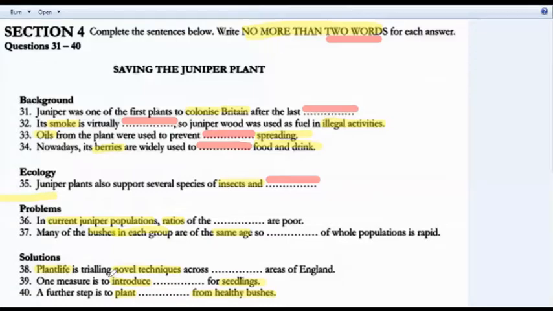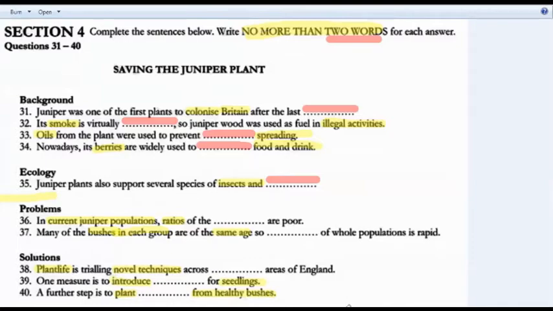Introduce: start, deliver, give, something like this. And plant, maybe grow, transplant. And healthy: not diseased, undamaged, strong. Any words like that that mean something similar to those words. If you have time to write them out, great, but at least mentally you should be thinking of these words.